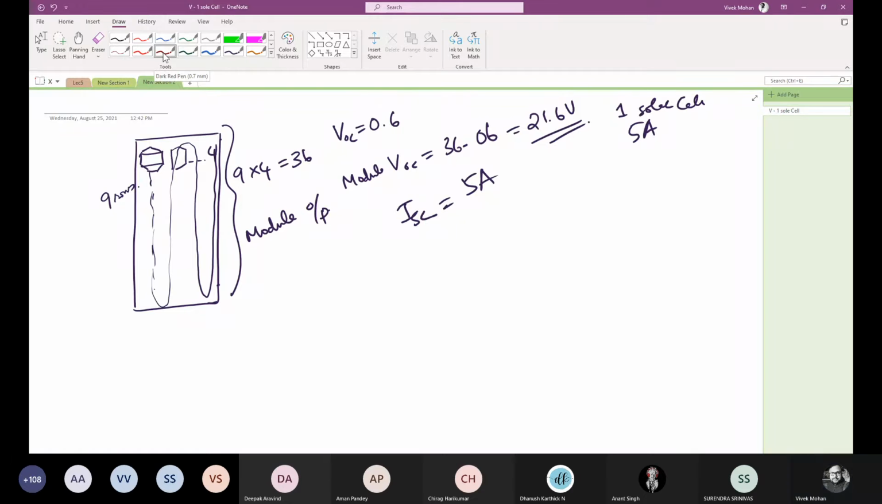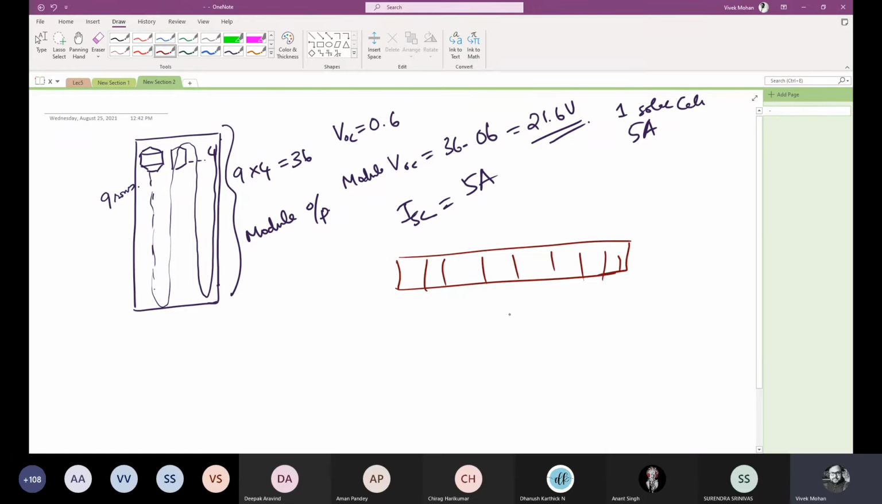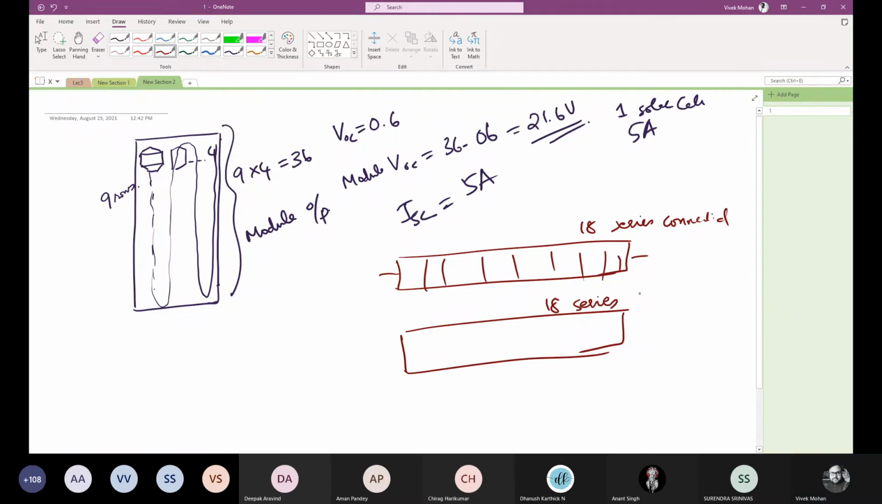I'm using two strings here. So 2 strings of 18 series connected cells connected in parallel to another 18 series connected cells. So I have 18 like here, 18 series connected cells connected in parallel to another 18. Now can you find the module voltage output and module current output?